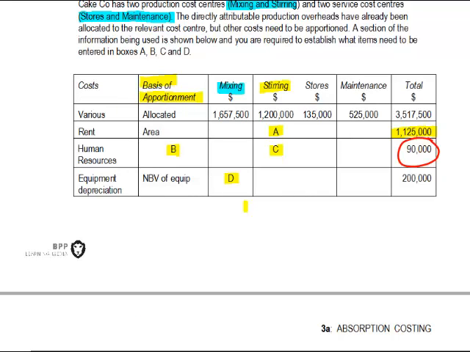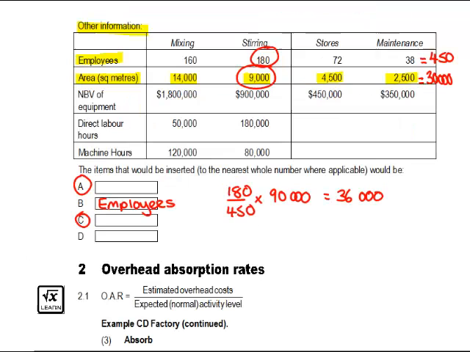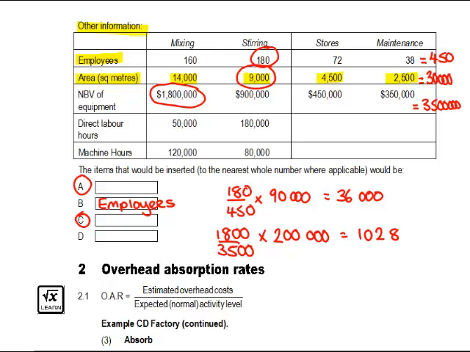Finally, D. This time we're looking at mixing, and we want to work out how much of this equipment depreciation cost is going to be apportioned to the mixing department. Now we're told it's going to be done on the net book value of equipment. So let's add up the total net book value of equipment, and that comes to 3.5 million. So as before, we're working out how much is in mixing, which is 1.8 million. So 1.8 million over 3.5 million, just dropping off the 3 zeros there. And if we multiply that by the total cost of $200,000, then we end up with $102,857. And that's what needs to go in box D.